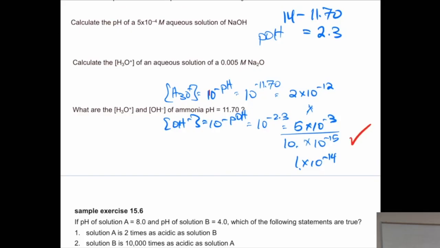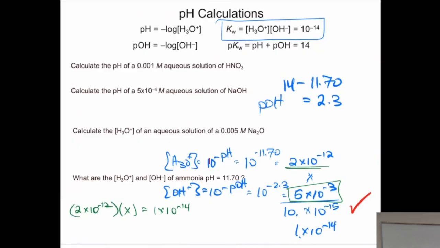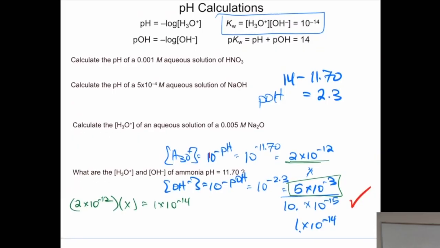Now, as I said, there's other ways you can do this. So we could have done this instead, once we calculated the hydronium ion concentration first. So you could have also done this. 2 times 10 to the minus 12 times x is going to be equal to 1 times 10 to the minus 14, because that's the ion product constant of water. And then you just solve for x. x is equal to 1 times 10 to the minus 14 divided by 2 times 10 to the minus 12. You plug that in your calculator, you should get 5 times 10 to the minus 3.